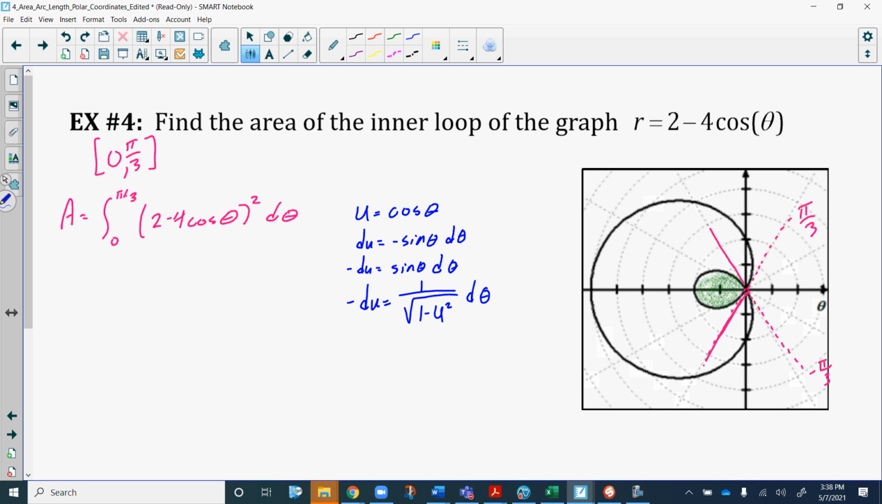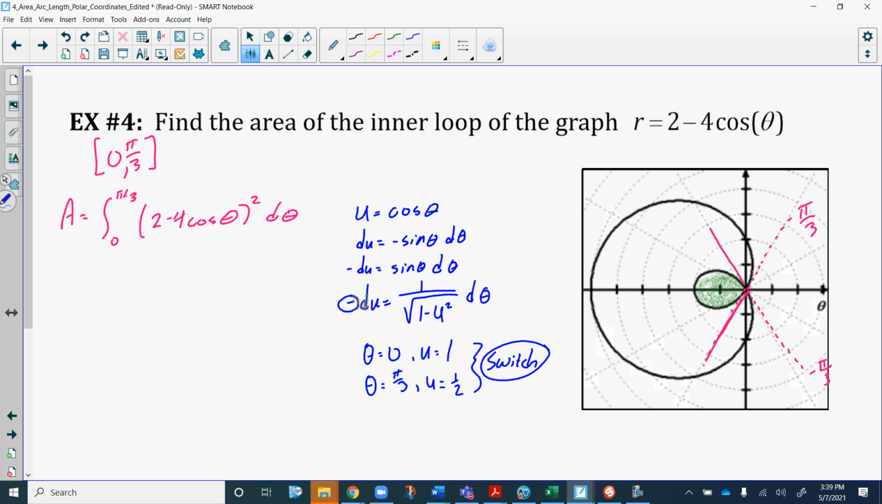Now in this case, when theta is equal to 0, cosine of 0 is going to give me a u value of 1. And when theta is equal to pi over 3, we're going to wind up getting a u value of 1/2. So my upper and lower bounds do switch. So we need to incorporate another negative in front of the constant. So I get one negative here, and I'm going to get another negative because of this. So the double negatives are going to cancel each other out, making it positive. So that's okay.